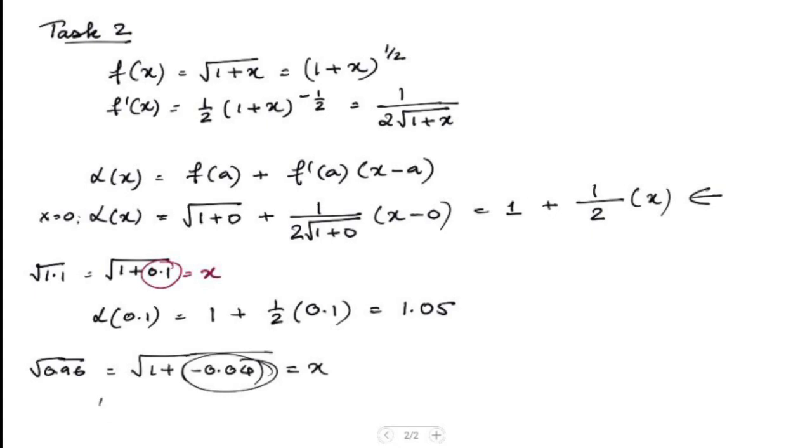So here we can say, instead of L(x), now I'll write x is minus 0.04, and that would be 1 plus 1 over 2 times x, which is minus 0.04, and that would give us the value as 0.98. And that's the end of task 2.